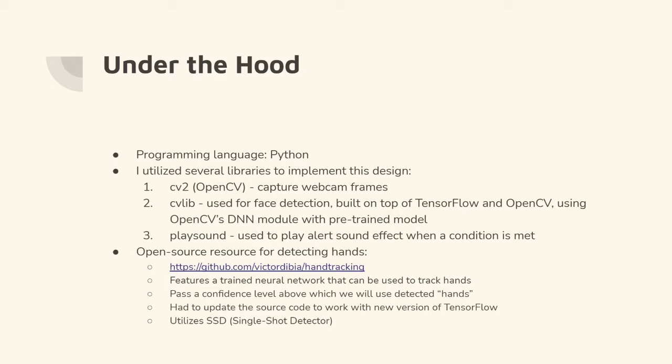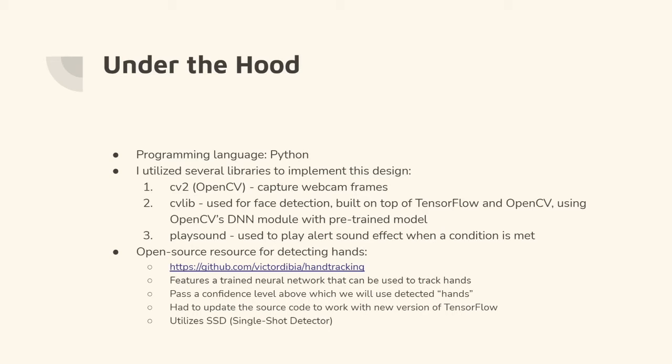Underneath the hood, I implemented this project in Python. It just seemed like the most simple and effective language to program this system in. I went ahead and utilized CV2 or OpenCV to capture the webcam frames. cvlib was used for face detection. It's built on top of TensorFlow and OpenCV, and the documentation claims that it uses OpenCV's deep neural network module with a pretty sophisticated pre-trained model. The playsound library is just used to play the alert sound whenever one of those conditions is met.